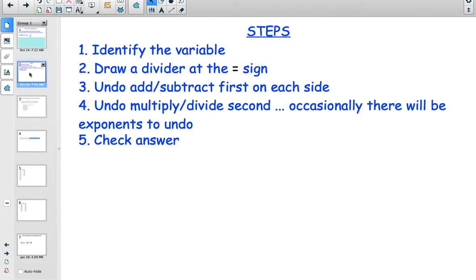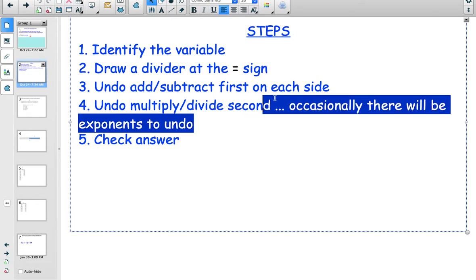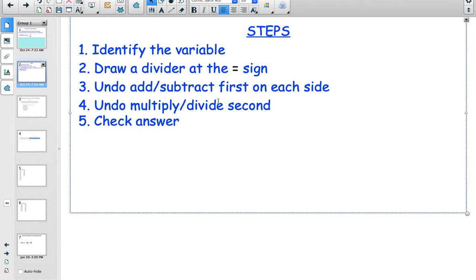So anyway, the steps when you're solving a two-step equation: identify the variable. If you want to highlight it, highlight it. Draw a divider at the equal sign, and then undo add and subtract first on each side. Then undo multiply and divide second. When I say undo, that means you do the inverse operation. So if you see adding, the inverse would be subtract. If you see multiply, the inverse would be divide, and vice versa. And then you could always plug in and check your answer, okay?